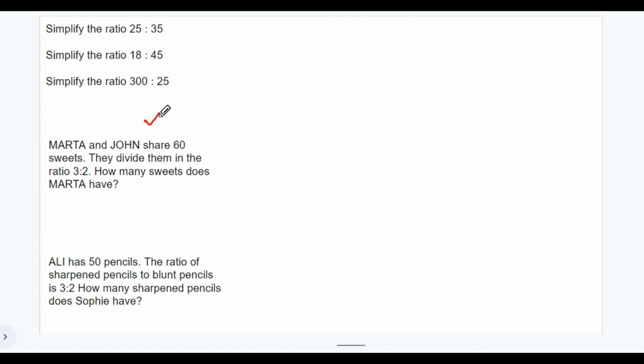Now look at this question. This is a very important, exam style question. So you need to understand it very carefully. Okay, and it's very easy, not at all difficult. So there are two kids, Marta and John. I'm just giving you an example that they are brother and sister. In a packet there are 60 sweets and they are going to share with each other. But in which ratio? 3 and 2. Understand? Now what they're asking, how many sweets does Marta have?